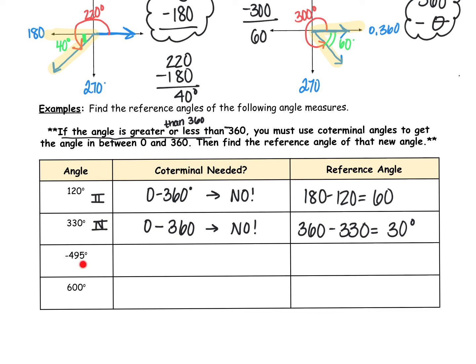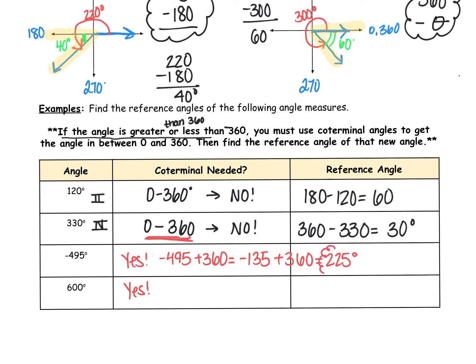But a problem like negative 495 and 600 is that these angles are not in between 0 and 360. So a coterminal angle for these is absolutely necessary. So our goal is to take the negative 495 and try to add 360 first. And if we get an angle that's between 0 and 360, then we're good. We might have to add more than once, but let's just see. So I'm going to take negative 495 and add 360. That gives me negative 135. That's not good enough. I need an angle between 0 and 360. So I'm going to add 360 one more time, and that's going to give me 225.